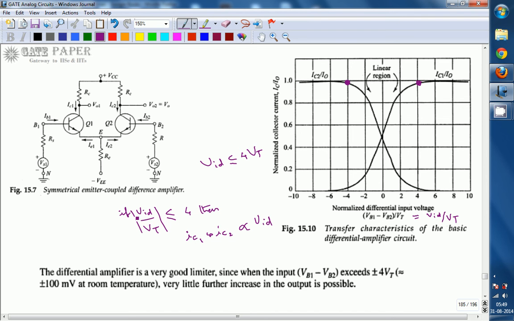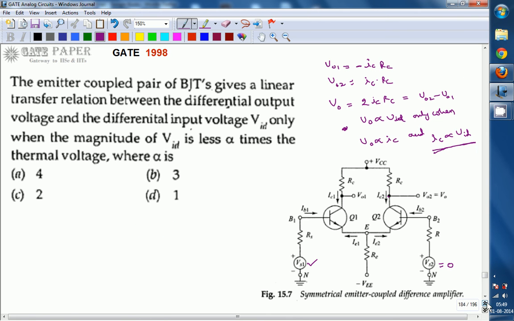So this is the conclusion. The differential amplifier is a very good limiter, since when the input exceeds plus or minus 4 VT, very little further increase in output is possible. That is, the output will not increase once the input differential voltage is greater than or equal to 4 VT. Here this is alpha VT. If you assume alpha is equal to 4, the right answer for this question is 4A. Thank you.